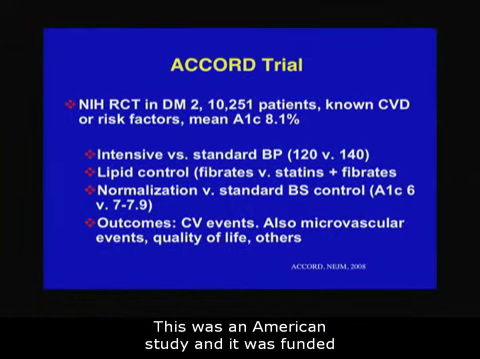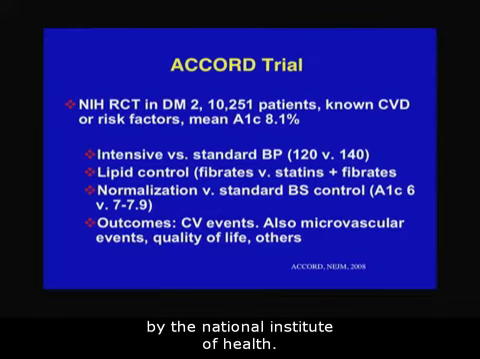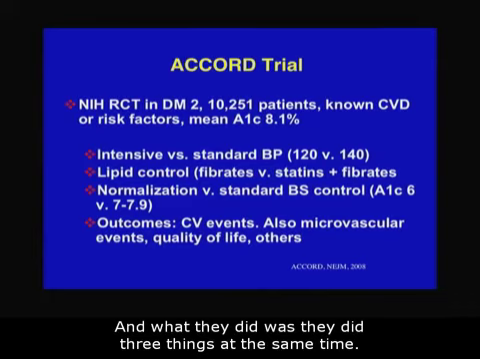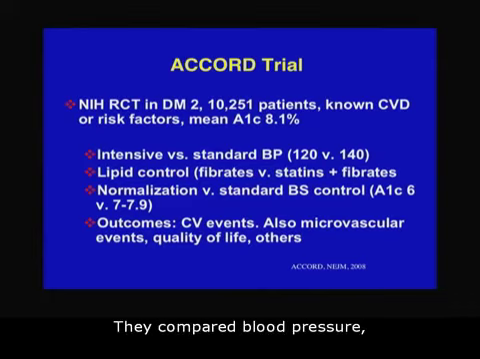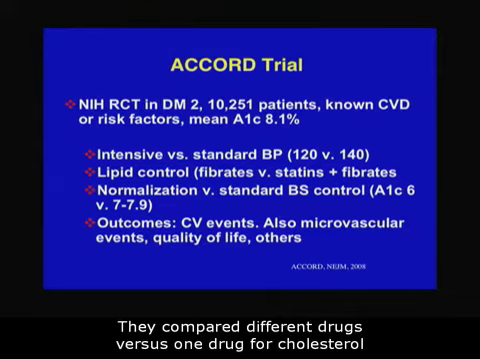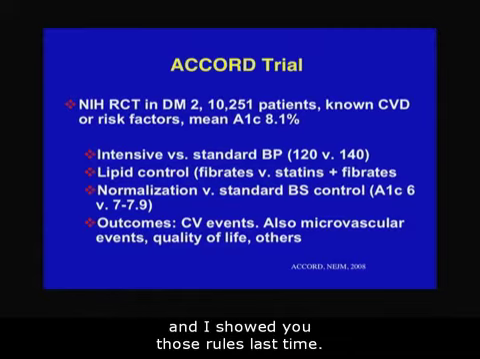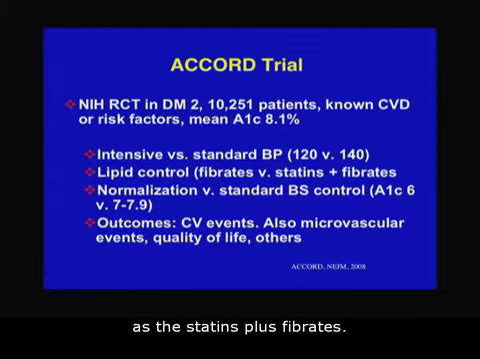It was funded by the National Institute of Health. Same design, a lot of patients. And what they did was they did 3 things at the same time. They compared blood pressure. I already showed you those results. They compared 2 drugs versus 1 drug for cholesterol, and I showed you those results last time, showing that it didn't matter to have 2, that the statins alone were as good as the statins plus fibrates.